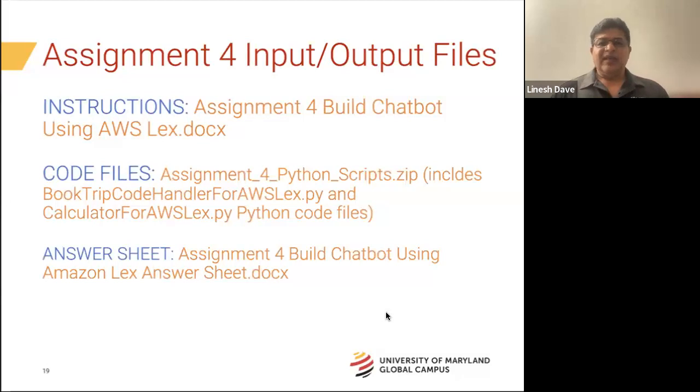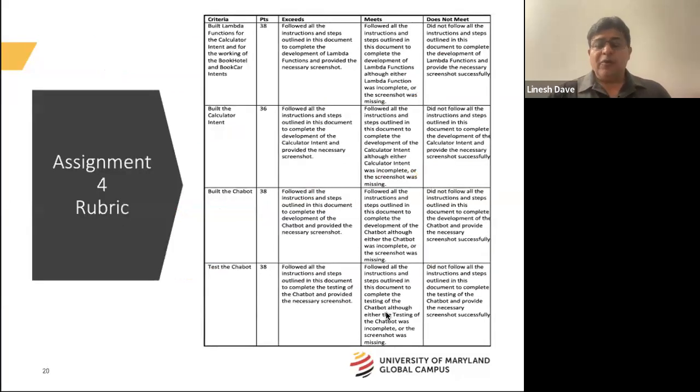Again, there are 4 parts to this assignment, and each of these parts has a similar score. Except for the second one, it's all 38 points. So you really want to ensure that it's all worth it. You are going to ensure that you're going through the steps correctly and understand them.